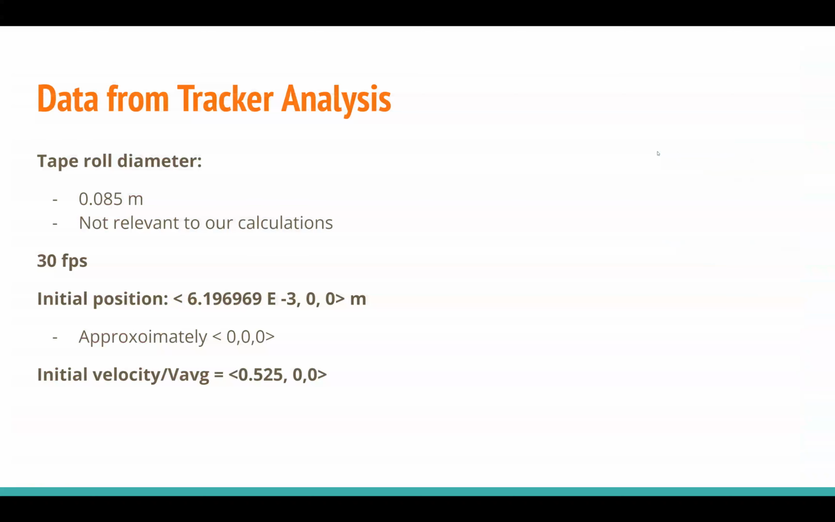So some data from the tracker analysis: the tape roll diameter is 0.085 meters. It's not really relevant to our calculation. The video is in 30 FPS, which is helpful for calculating our delta t. The initial position is 6.196 e to the negative 3, which is a really small number, so we're going to approximate that to the 0, 0, 0 meters vector. The initial velocity, or the average velocity, is the 0.525, 0, 0 vector.